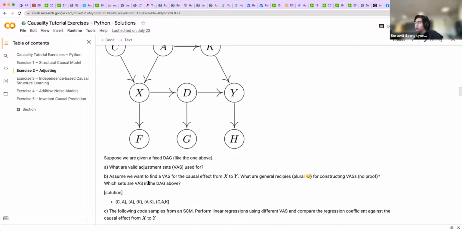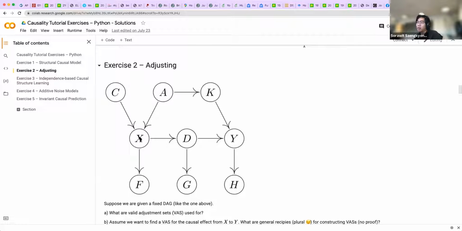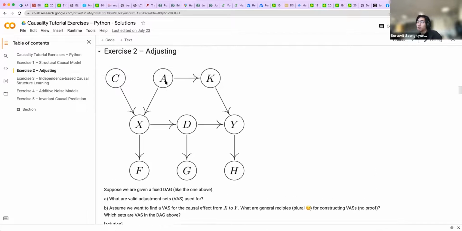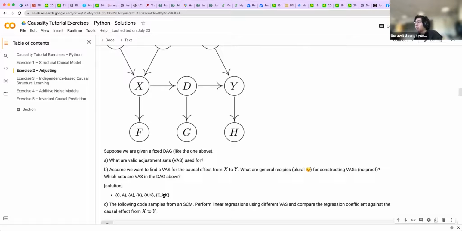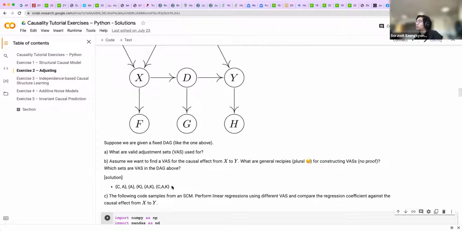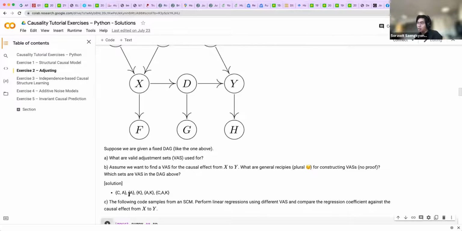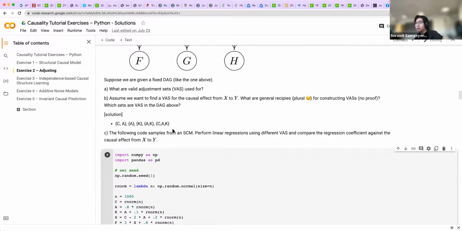Another recipe is to use the backdoor criterion. With the backdoor criterion, we just want to block the backdoor path from X to Y. So here, set A alone is also a valid adjustment set. Using K alone is also a valid adjustment set, because this also blocks the backdoor path. And then you can use the combination of A and K, and also C, A, K as well. These are the valid adjustment sets from these two rules. But this is not all the sets, because these two rules are sufficient conditions. There are actually more sets that are valid adjustment sets, but they are not found by these two rules. These two rules are maybe the most common ones.